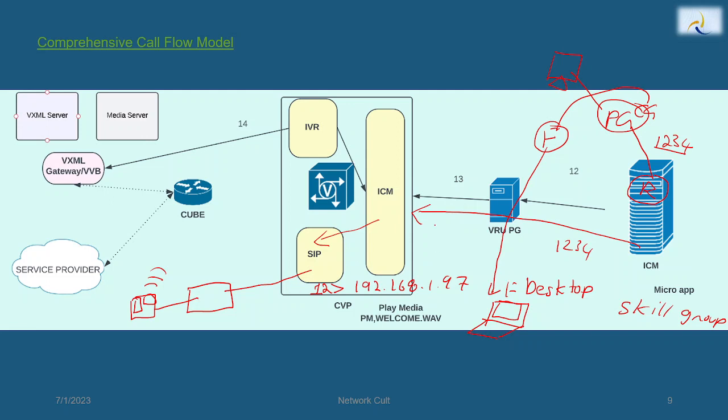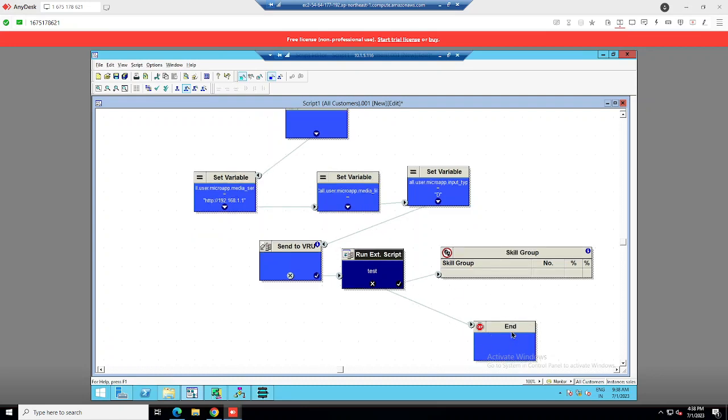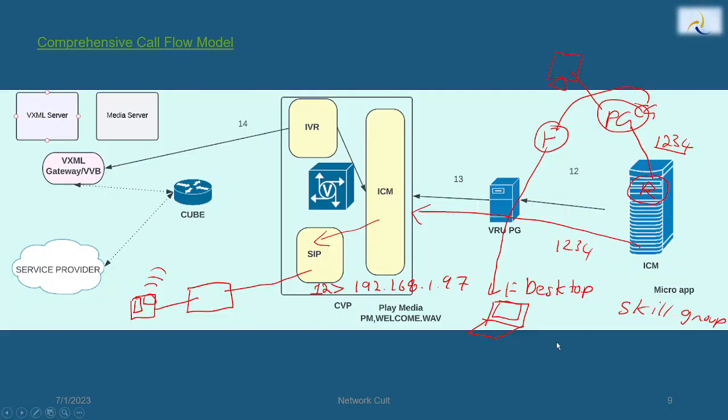Once the call is disconnected, the script will end normally. There is an end node for the script and the script will be ended. So this is the normal call flow of UCCE or the ICM call flow. There are variations in this call flow depending on the customer requirement. We can introduce an external VXML node in the script to send the call directly to the VXML server.